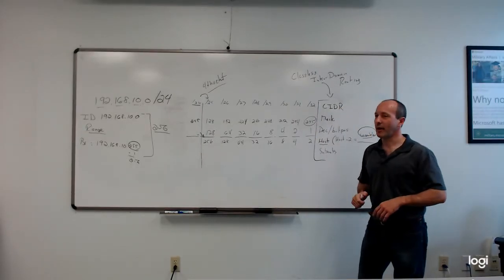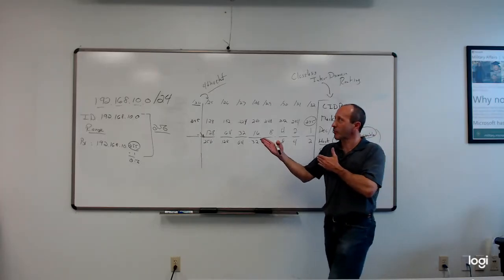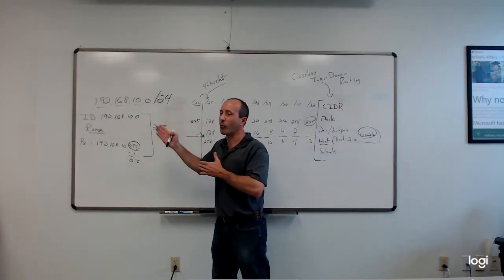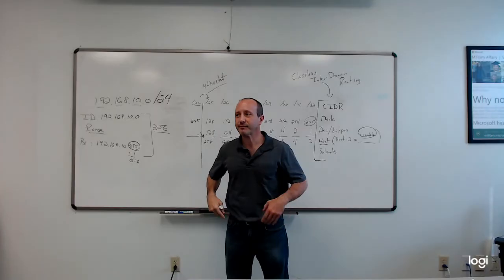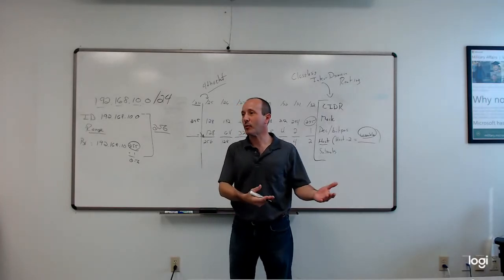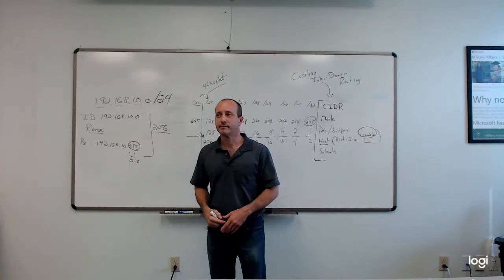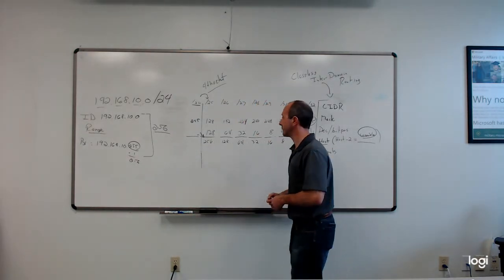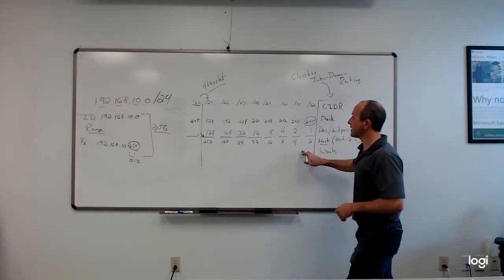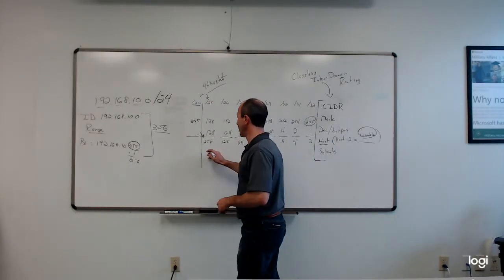I want to subnet these. I want to break this larger 24 in half. I want 120 people on one network and 120 people on another network. I can do that. I use the same numbers. I'm just going to start from the left to the right.